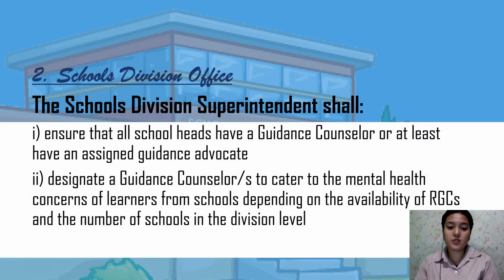The second one is schools division office. The schools division superintendent shall ensure that all school heads have a guidance counselor or at least have an assigned guidance advocate. Designate guidance counselors to cater to the mental health concerns of learners from schools depending on the availability of RGCs and the numbers of schools in the division level.